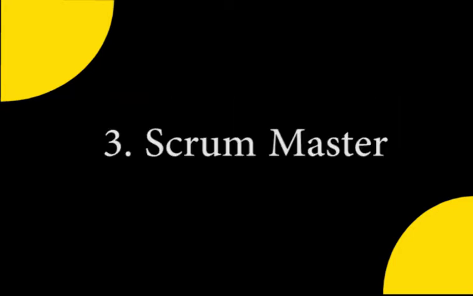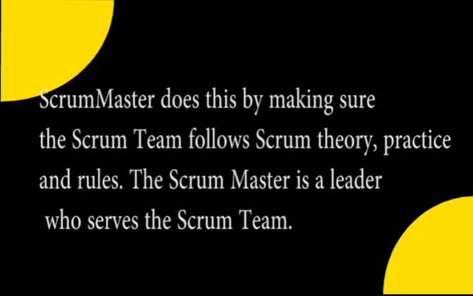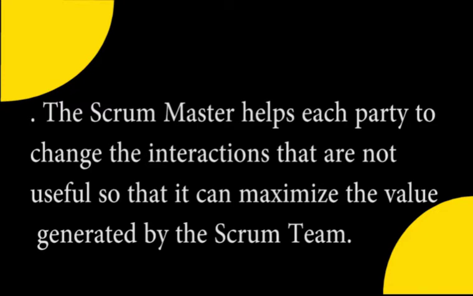3. Scrum Master. The Scrum Master is the person responsible for ensuring that Scrum is understood and implemented. The Scrum Master does this by making sure the Scrum team follows Scrum theory, practice and rules. The Scrum Master is a leader who serves the Scrum team. The Scrum Master helps each party to change the interactions that are not useful so that it can maximize the value generated by the Scrum team.